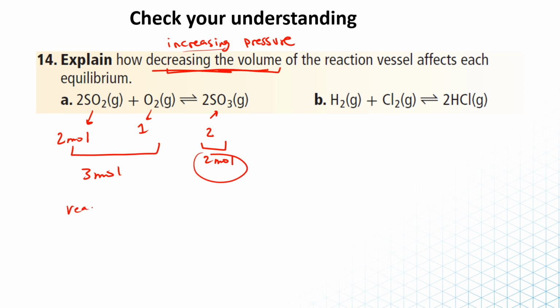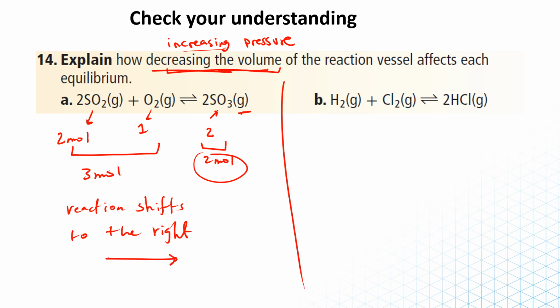So the reaction shifts to the right, لأن عدد المولات في اليمين أقل. And all of these are gases. احنا نحسب بس مولات الغازات. إذا في solid ما نحسبها، إذا في liquid ما نحسبها. If there is aqueous we don't count it.